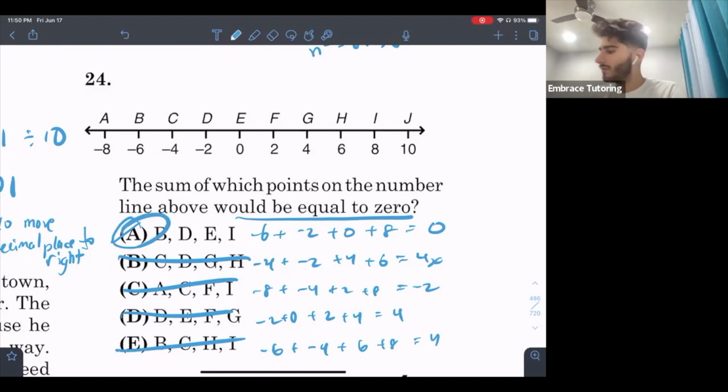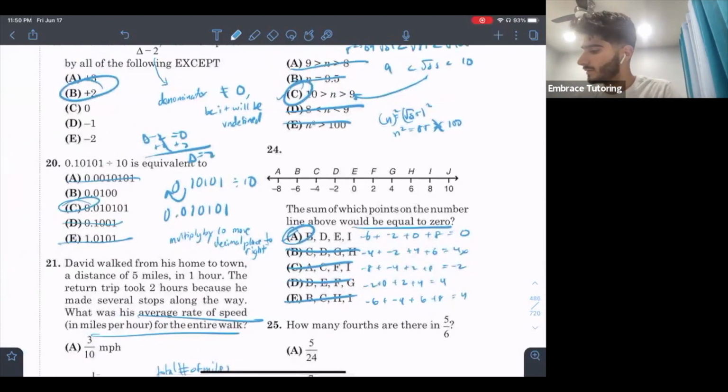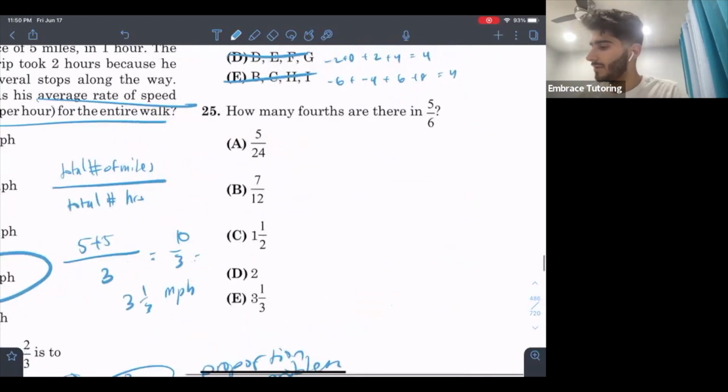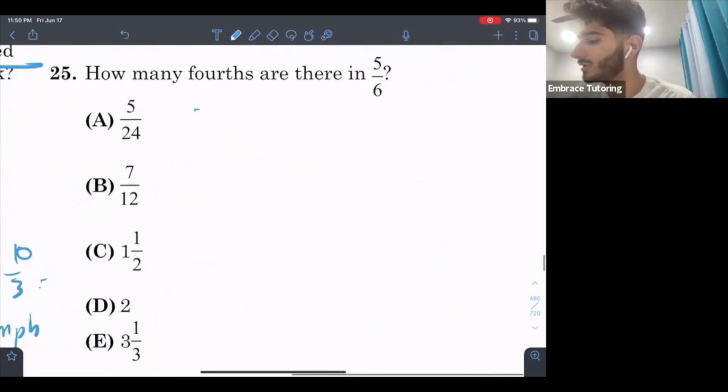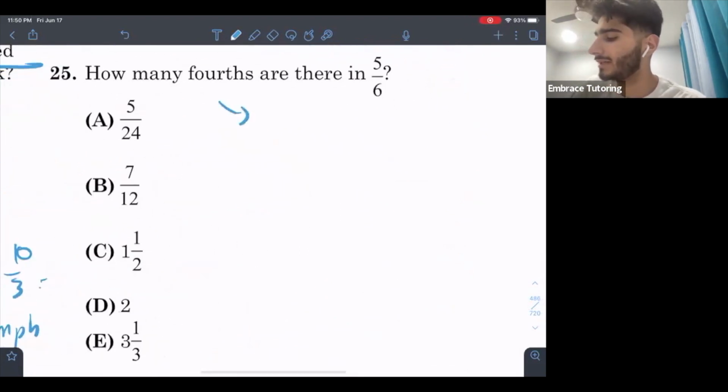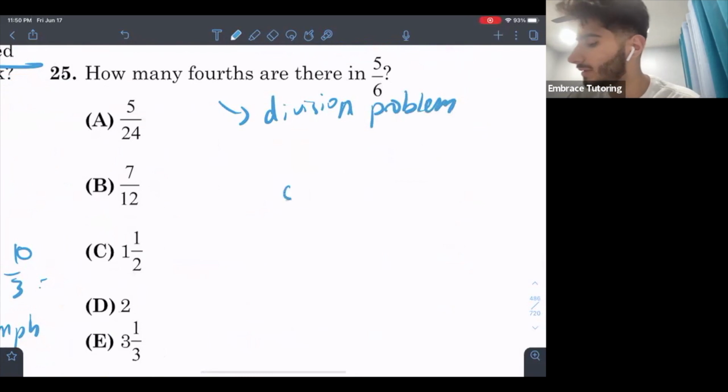We have one question left. Last question. How many fourths are there in 5/6? So this is basically a division problem. How many fourths are in 5/6? So 5/6 divided by 1/4.